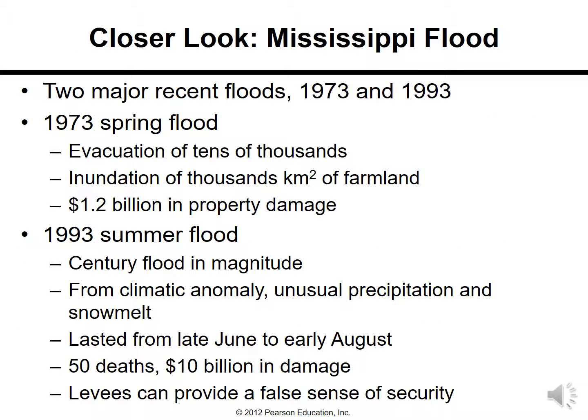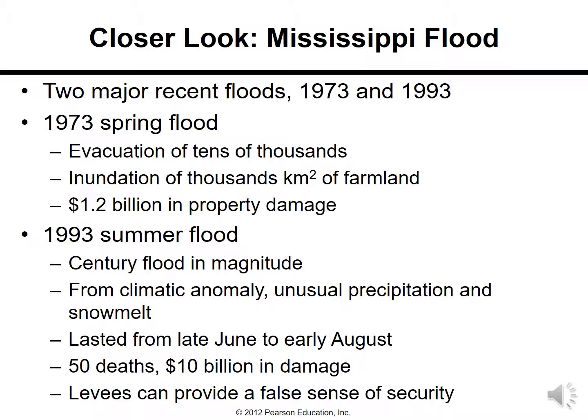And when you think about the Mississippi flood, there were two major recent floods, 1973 and 1993. In 1973, it was a spring flood, with evacuation of tens of thousands, inundation of thousands of square kilometers of farmland, and nearly 1.2 billion in property damage. And 1993 was a summer flood, a century flood in magnitude from a climatic anomaly, unusual precipitation and snow melt. It lasted from late June to early August. 50 deaths, 10 billion in damage.